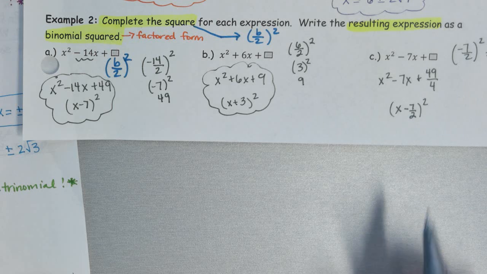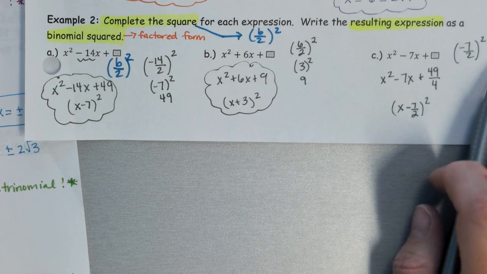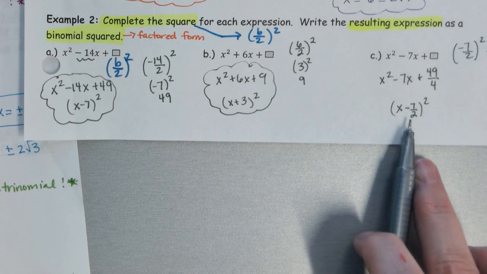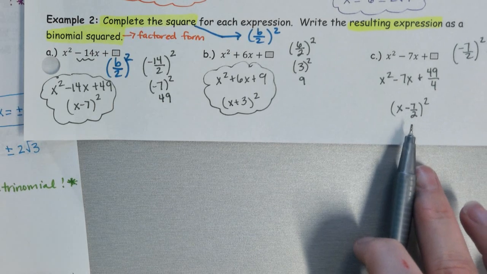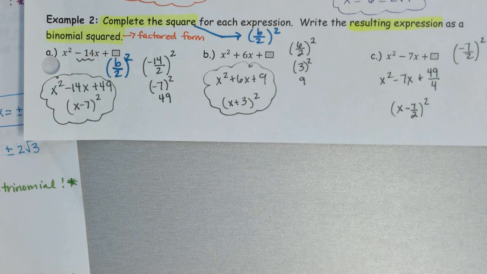Okay, you can also check it, right? 7 over 2 times 7 over 2. 7 times 7 is the 49. 2 times 2 is the 4. And then if you were to add two of these together, it would be negative 14 over 2, which is going to reduce to negative 7.